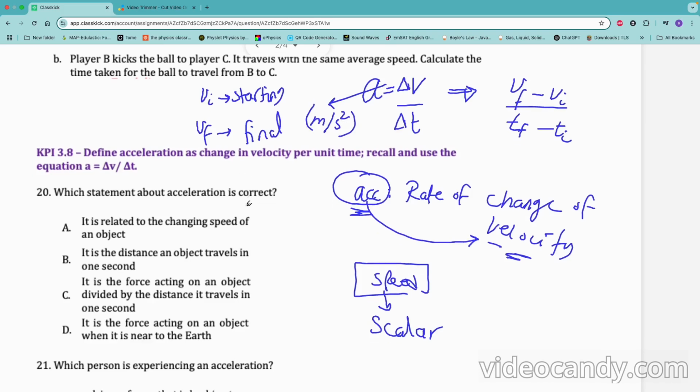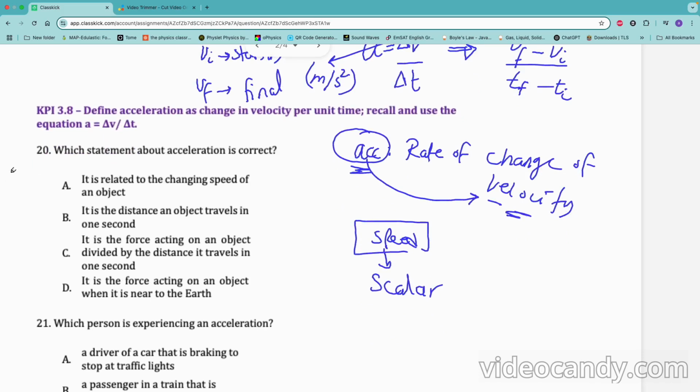Question 1 asks which statement about acceleration is correct. We agreed it's the rate of change of velocity. So going over these options, you'll find that the best description is A.